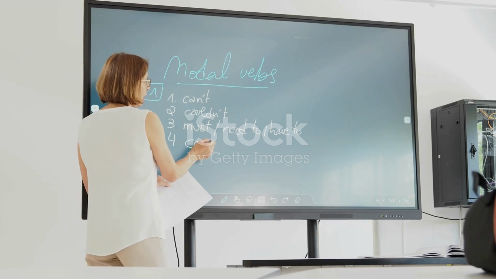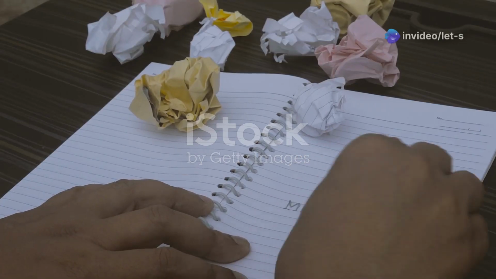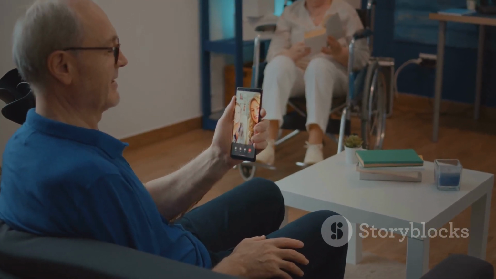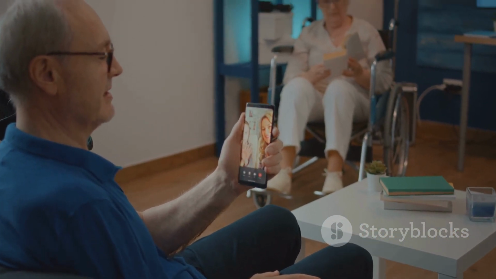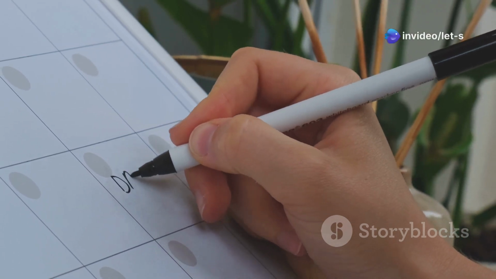Section 8. Common errors: avoiding future tense mishaps. One common mistake is using will for planned actions. Remember, will is for spontaneous decisions. For example, saying "I will visit my grandmother next week" implies that the decision to visit is just now being made. If the visit is already planned, the correct form would be "I am going to visit my grandmother next week."